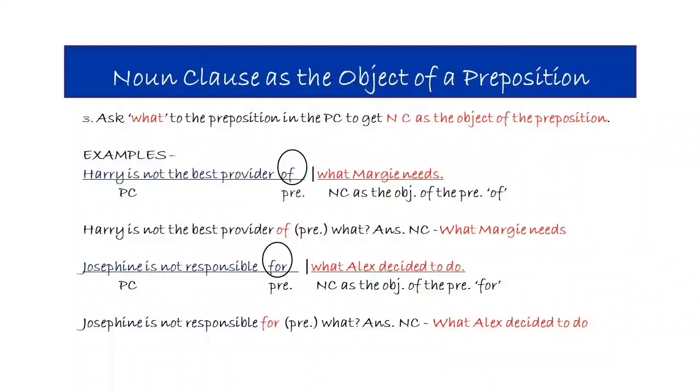Next, Josephine is not responsible for what Alex decided to do. Here, the principal clause is Josephine is not responsible for. Subordinate clause is what Alex decided to do. When we ask the question, Josephine is not responsible for what? The answer is what Alex decided to do. Here, what Alex decided to do is the noun clause functioning as the object of the preposition for.